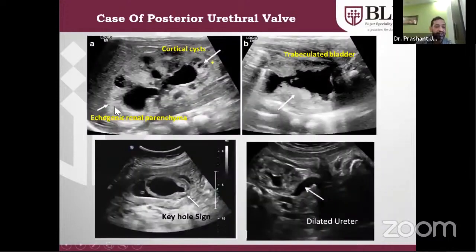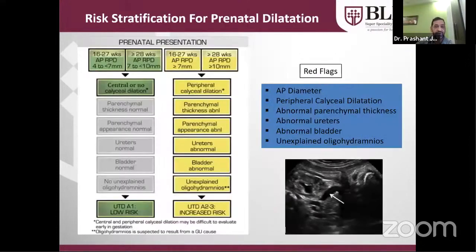Again, here you can see there's an echogenic renal parenchyma with cortical cysts, trabeculated bladders. Now, here you can see a thickened bladder with a keyhole sign, which is very classical of the posterior urethral valve, and the dilated ureter. So basically, the ultrasounds can give you a lot of information besides just measuring the anteroposterior diameter of the pelvis.